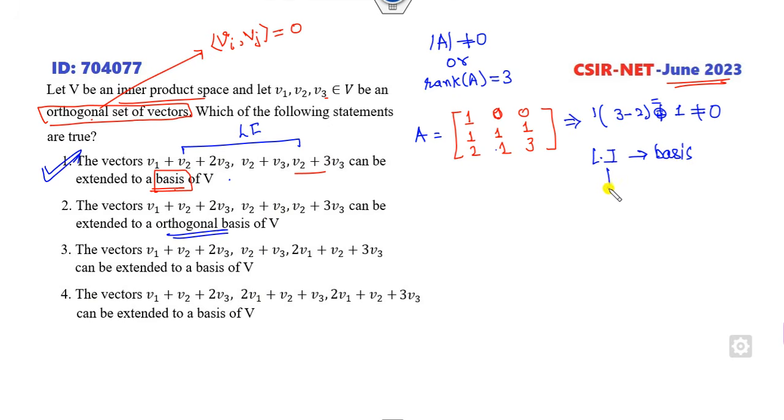So can you extend to the orthogonal basis? Yes, you can do it by using the Gram-Schmidt process. Fine. So yes, you can extend it.